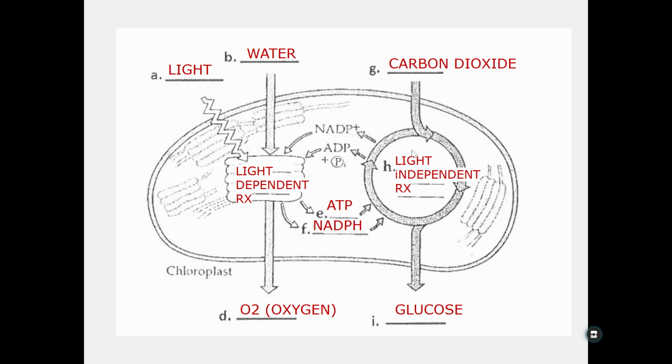stroma, and then it occurs in the light independent reaction. Once we have this, it absorbs carbon dioxide and then gives off glucose. ADP plus P and NADP plus are then recycled again to the light dependent. That's why these two work hand in hand, back and forth, cycling these two.